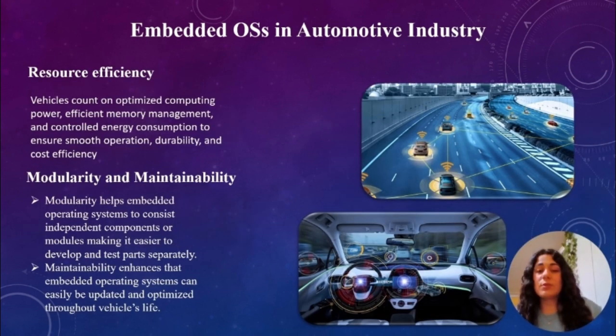Thirdly, we have resource efficiency. This is especially important in electric and hybrid vehicles. These vehicles rely on the operating system to manage computing power, memory, and energy effectively. The operating system helps reduce power consumption, control charging cycles, and ensure smooth operation. Poor resource use can increase power loss and reduce the car's overall performance.